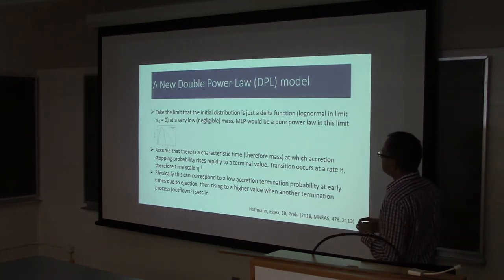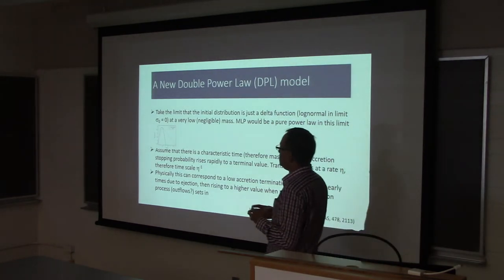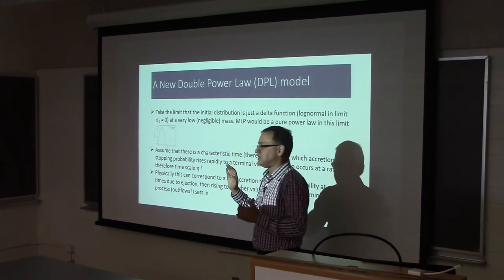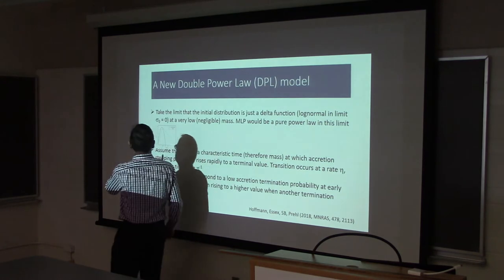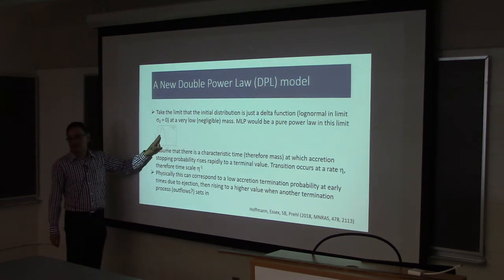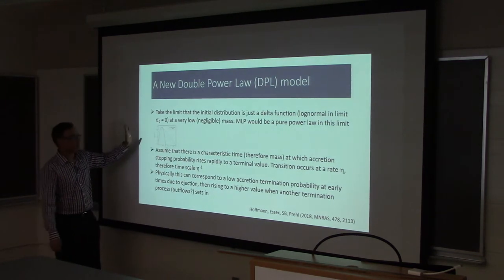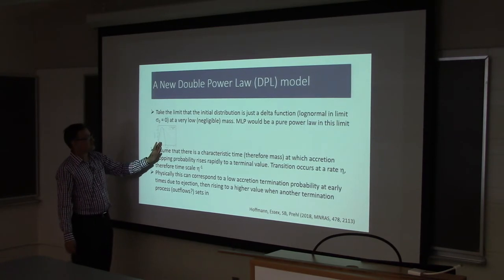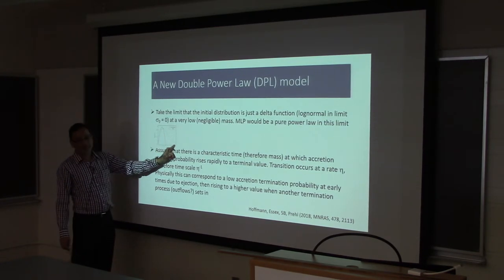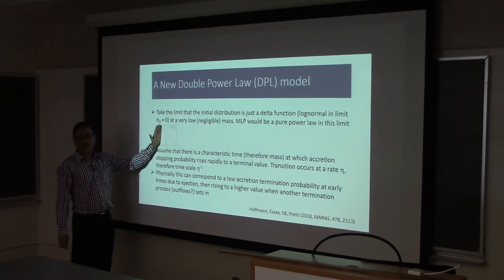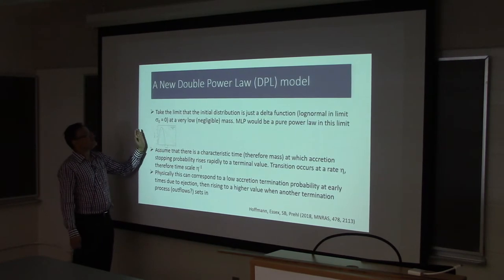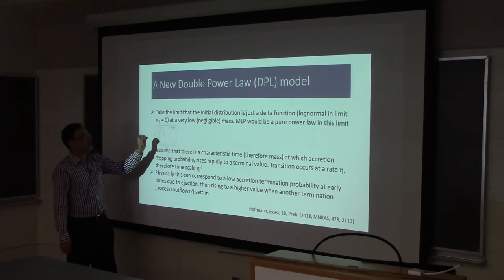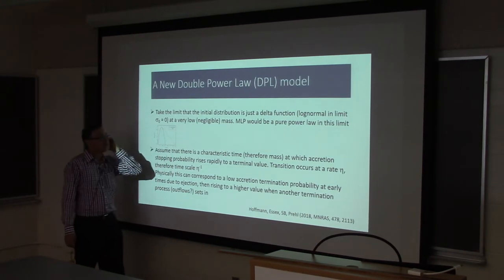Let's start with the idea that we don't have a log normal to begin with, that it's really just a delta function. But all I'm doing is shrinking the width of that log normal down to zero. So I'm not really changing the MLP model yet. If the initial distribution is just a delta function, then the MLP is just a pure power law. So we'd get a pure power law if we started every object at a very low, negligible mass.